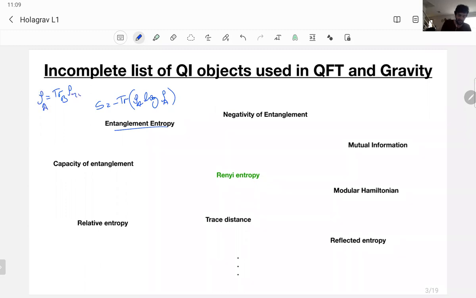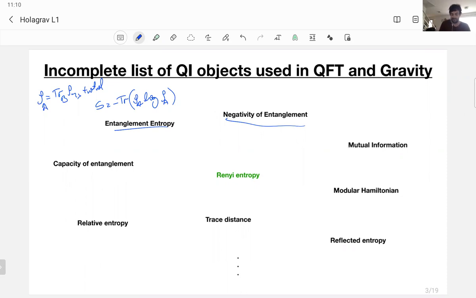This is the total density matrix. And this is meaningful if the total density matrix is pure. If it is not pure, you don't have a measure of entanglement. Because of that, the negativity of entanglement exists. The negativity of entanglement is going to measure entanglement and correlation when you have a mixed state.